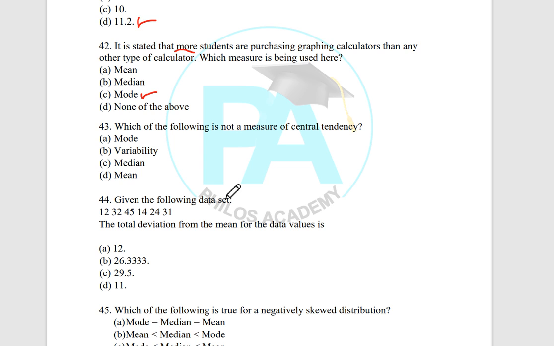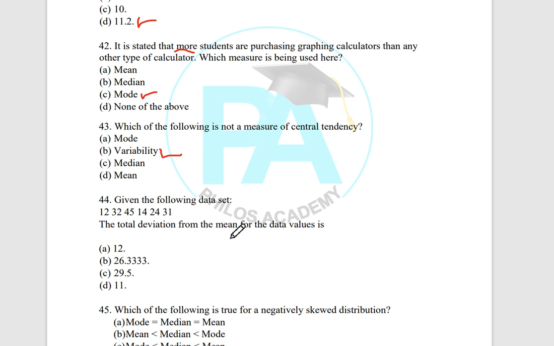Okay, so let's proceed to question 43. Question 43 says, which of the following is not a measure of central tendency? A, the mode. B, variability. C, median. And D, mean. This is the simplest question among all. The measures of central tendency are mode, median, and mean. Okay, the measures of central location.